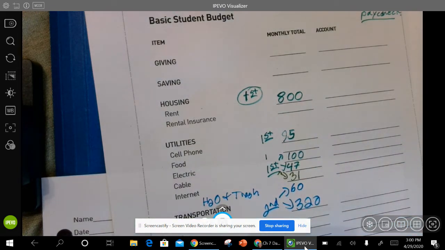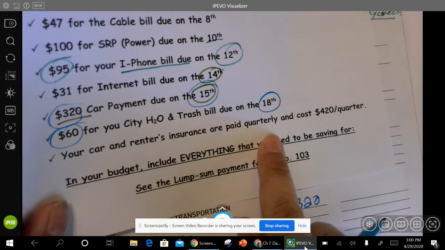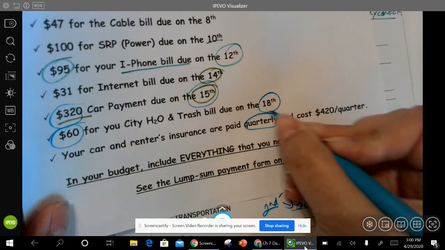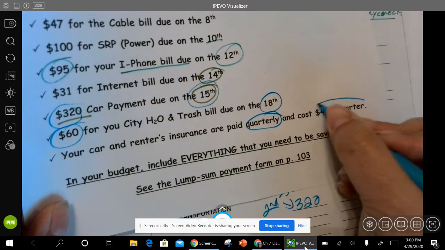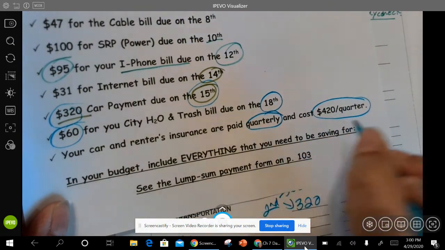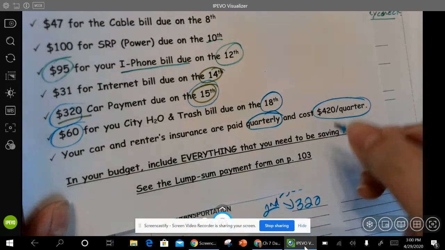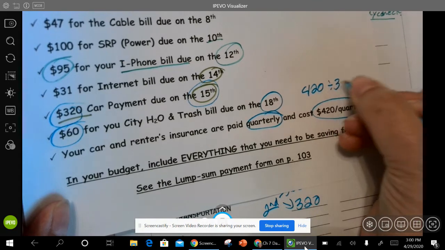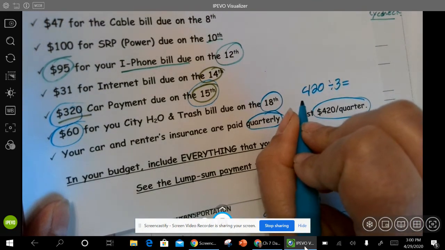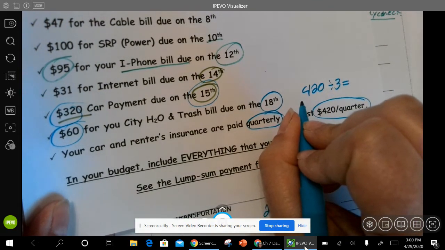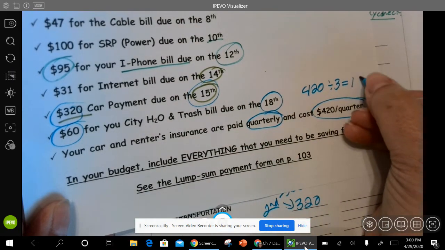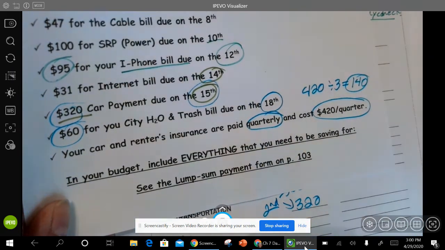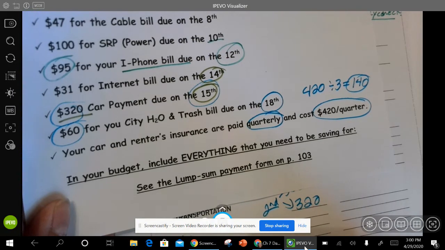It says your car and renter's insurance are paid quarterly, so that means every 3 months, and it costs $420 a quarter. So we're going to take 420 and divide that by 3, and we're going to get 140. So it means we're going to have to save up that money. I'm going to put it on the second one.